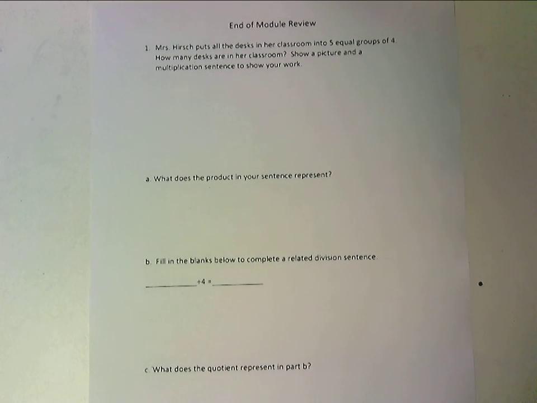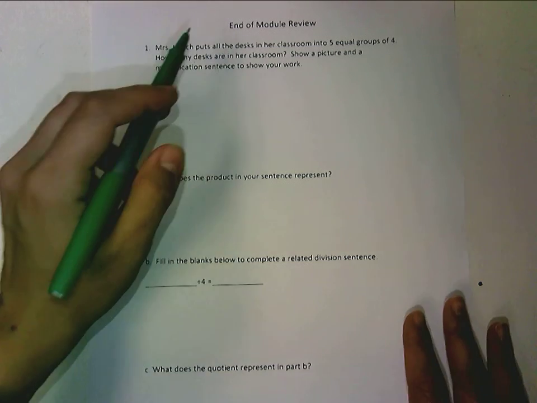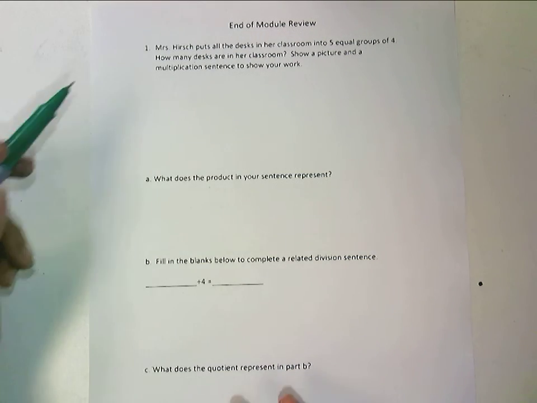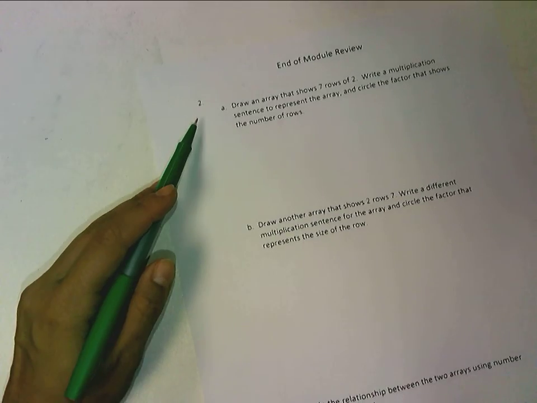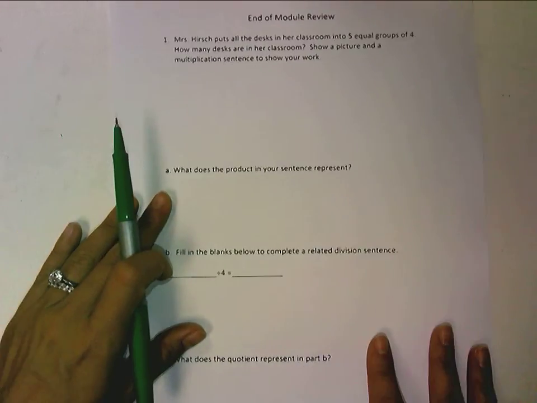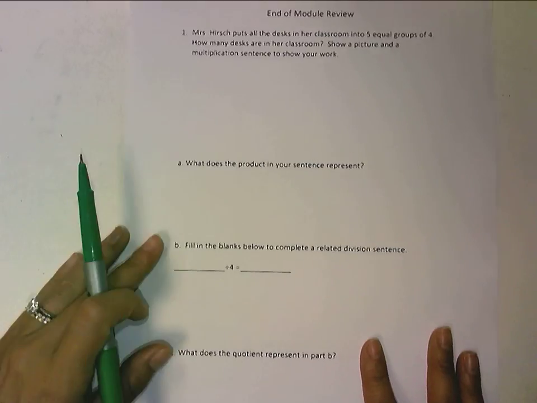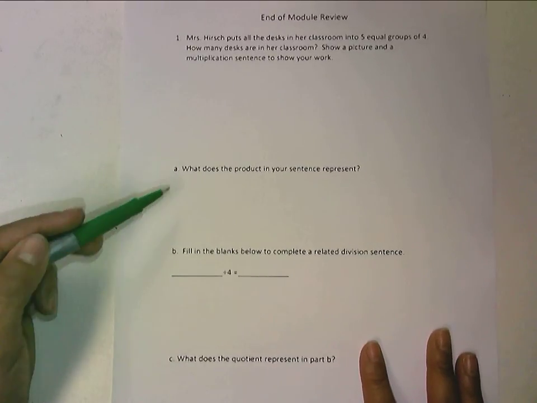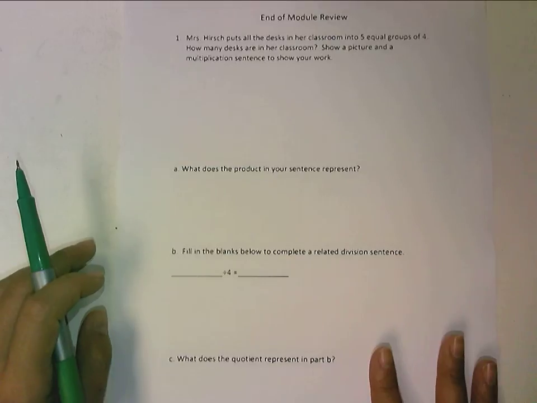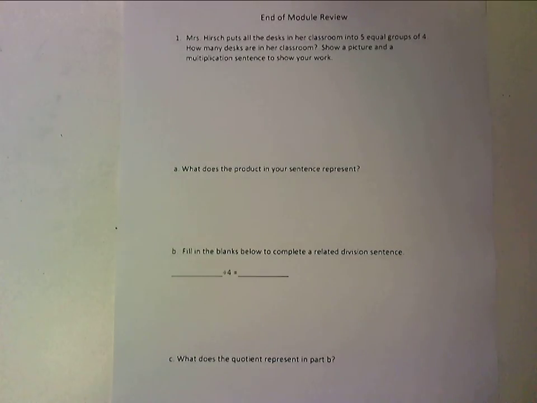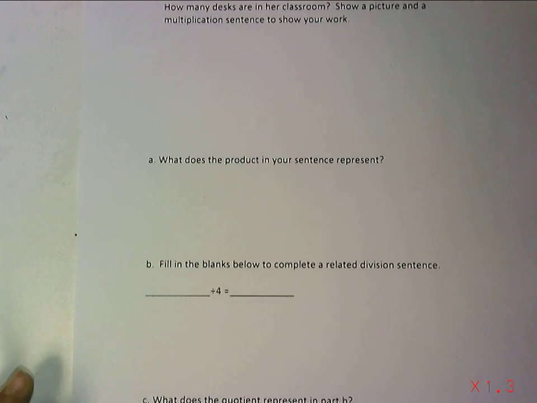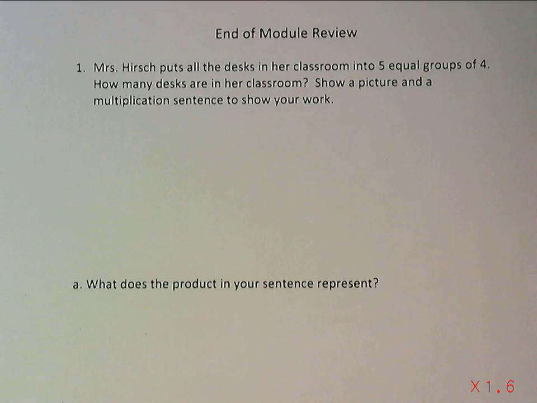Today you are getting a review worksheet that's titled End of Module Review. And it just has two questions, one on this side, one on the other side, but you will notice that there are letters that correlate with each question, so we will solve each part. So these are multi-step word problems, and we practiced two-step word problems yesterday. So I'm just going to zoom a little bit so we can read our word problem, and I want you to follow along with me.